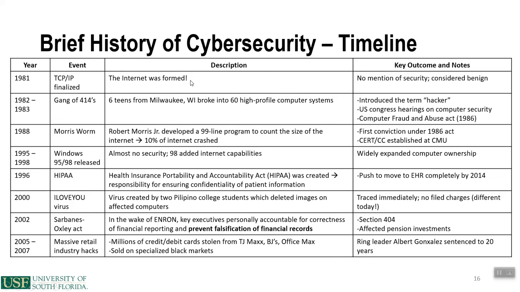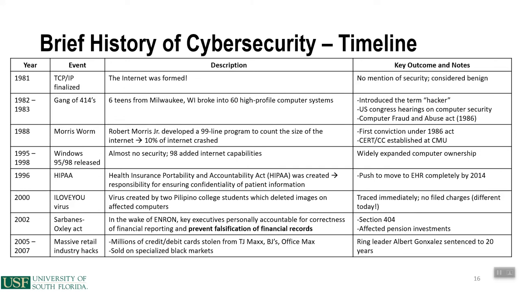And the internet really provided a mechanism for a lot of folks to start connecting with each other. Initially it was designed for military or educational usage, where people would share information with each other, but it's grown significantly since then. And when the internet was formed, there was no mention of security. It was considered to be benign.